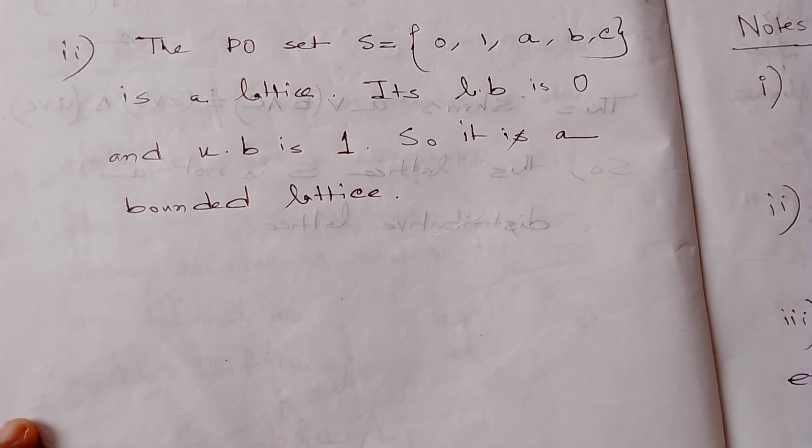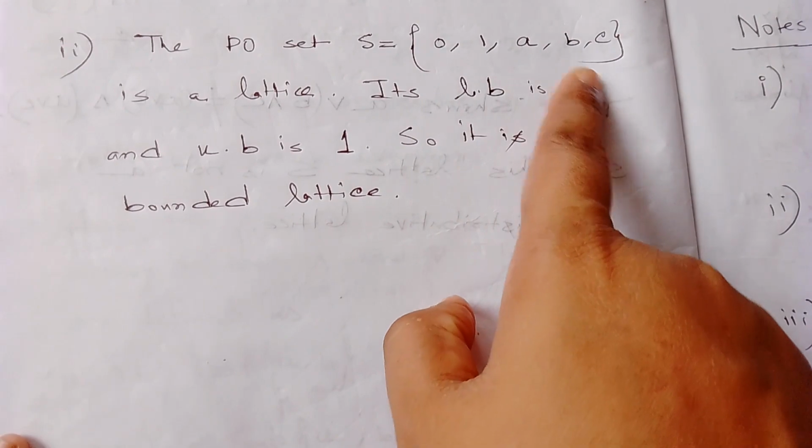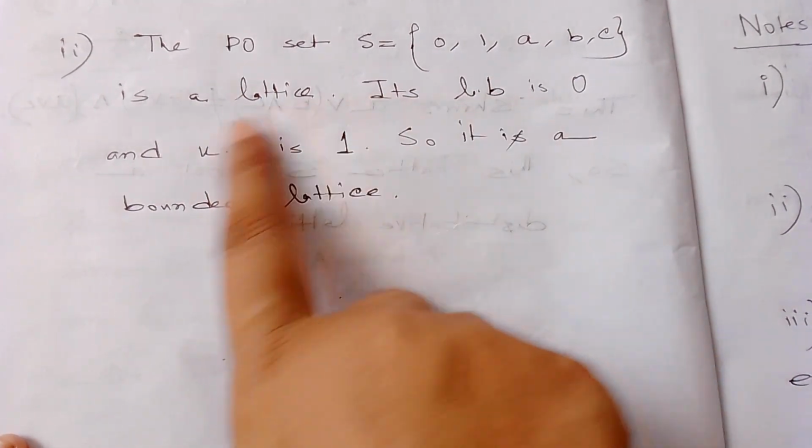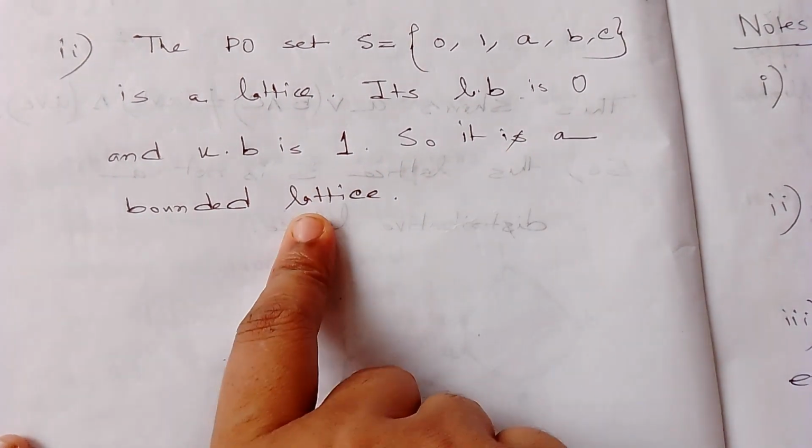The POset S consists of these elements like 0, 1, A, B, C, and is a lattice. Its lower bound is 0 and upper bound is 1. So it is a bounded lattice.